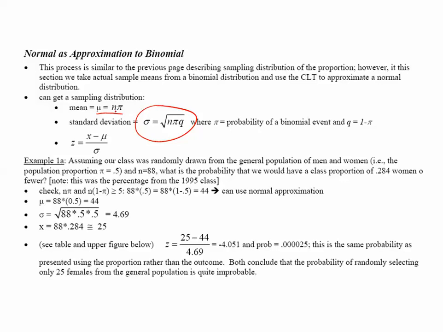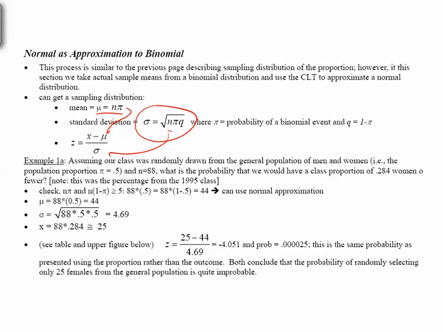When we do that, we have to calculate the standard deviation or the standard error of the proportion a little bit differently. We take the square root of the sample size times pi times q. Pi is the probability of a binomial event, or the expected proportion of the population. Q is just 1 minus pi. So this goes into the denominator for our z-score, and this now goes to the numerator for our z-score.